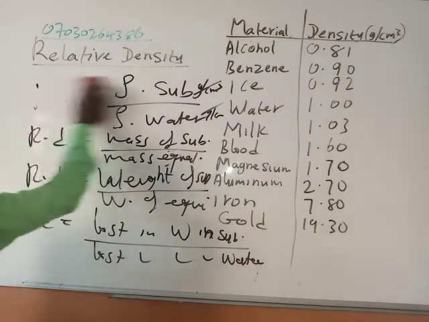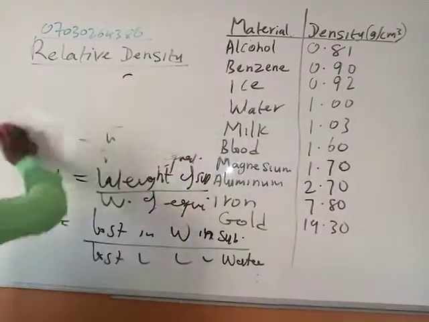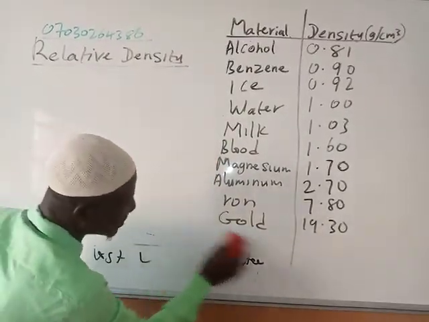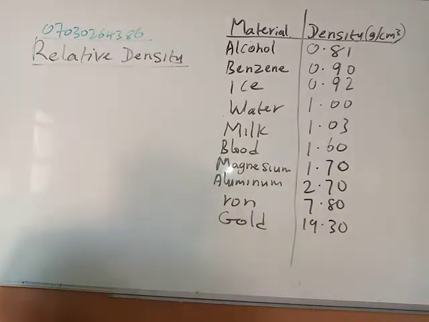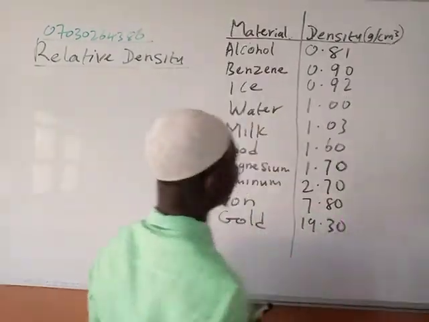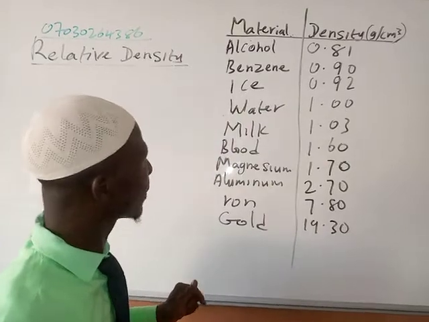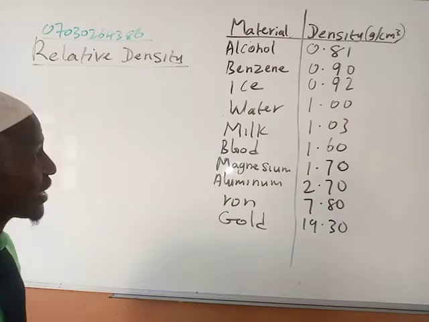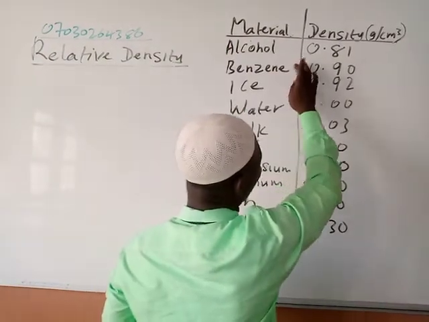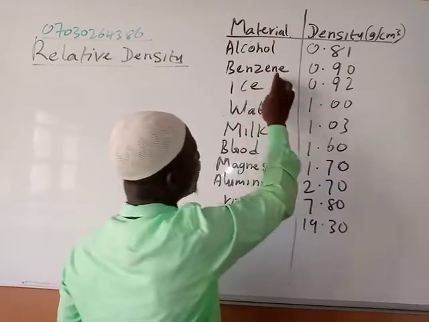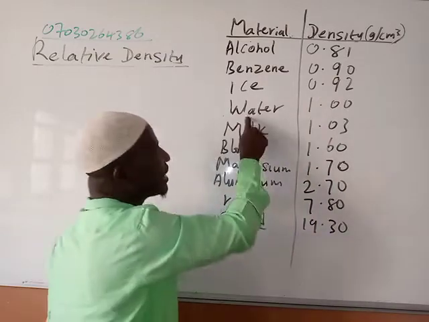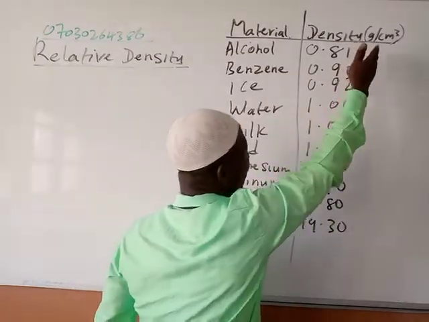Now, let's go to the next subtopic: how to use relative density to determine whether an object will float or sink in water, and which percentage of that object will float or sink. From the density of these substances, you can easily determine which object will float in water and which one will sink in water. The density of alcohol is 0.81, the density of benzene is 0.90, the density of ice is 0.92, and the density of water is 1. They are in gram per centimeter cube.